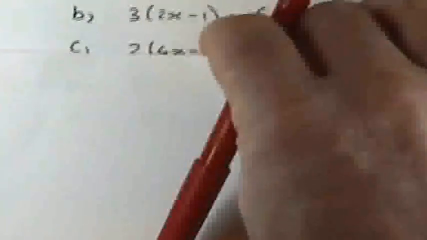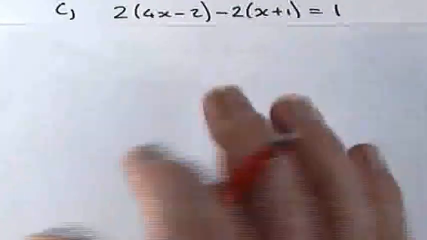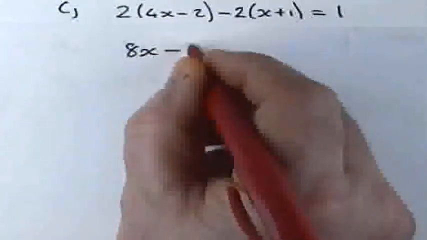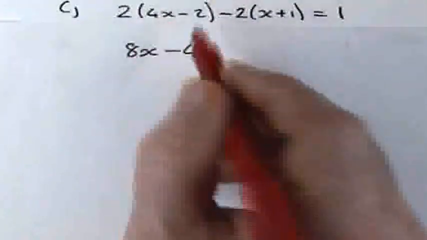Now, here's a crocodile question. So hopefully this crocodile didn't bite your legs off. 2 4s are 8, so we've got 8x minus 4. That's the first mistake that some students make. They forget to multiply out the bracket correctly.